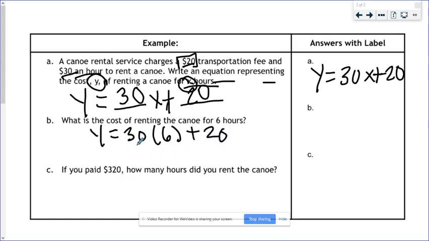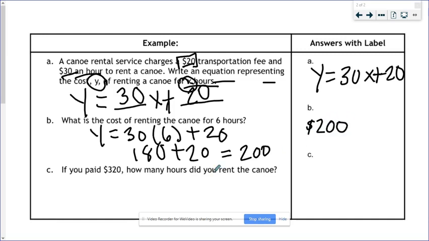And then you can just use your calculator or your brain to solve your math. 30 times 6, I believe, is 180. Plus 20 is going to give you 200. When I write my answer, I always want to label it. It's $200. So if I want to rent a canoe for 6 hours, I'm going to pay $200.